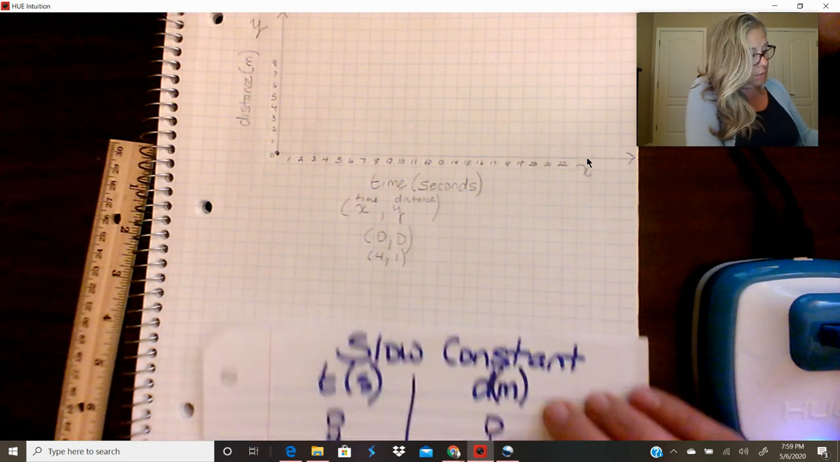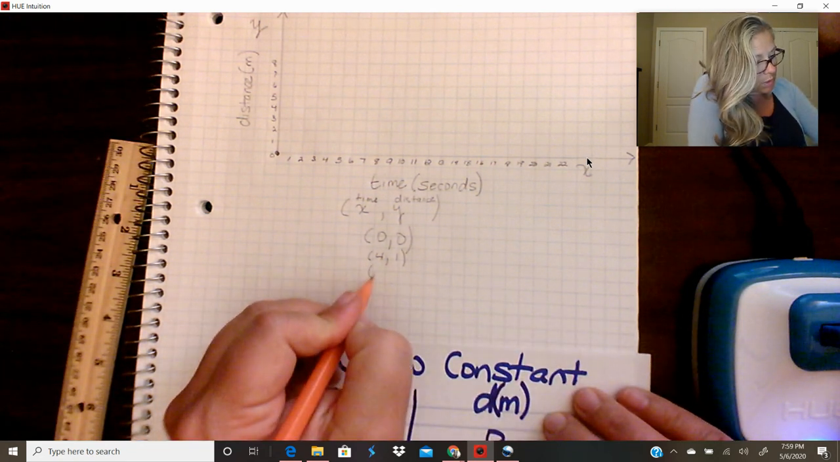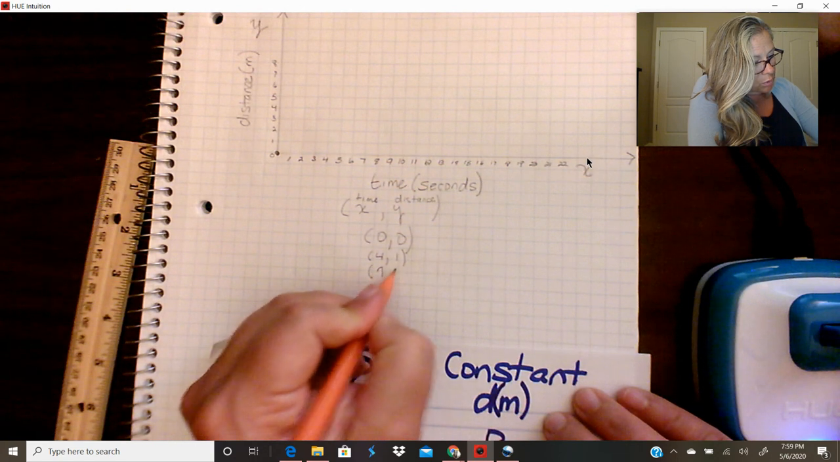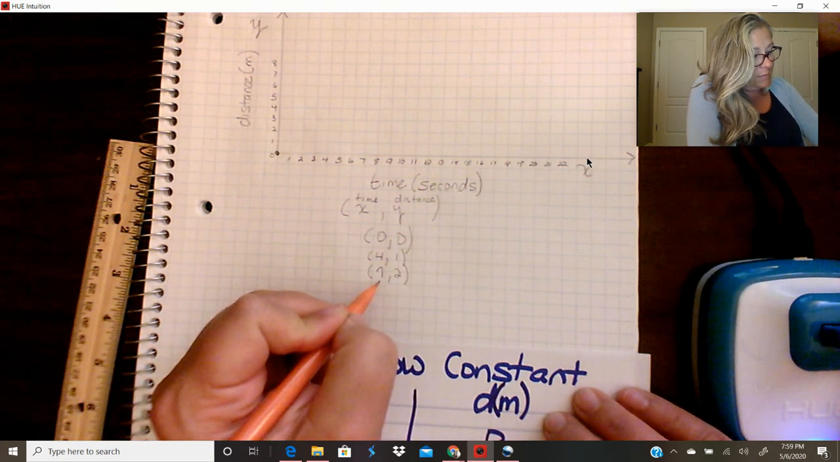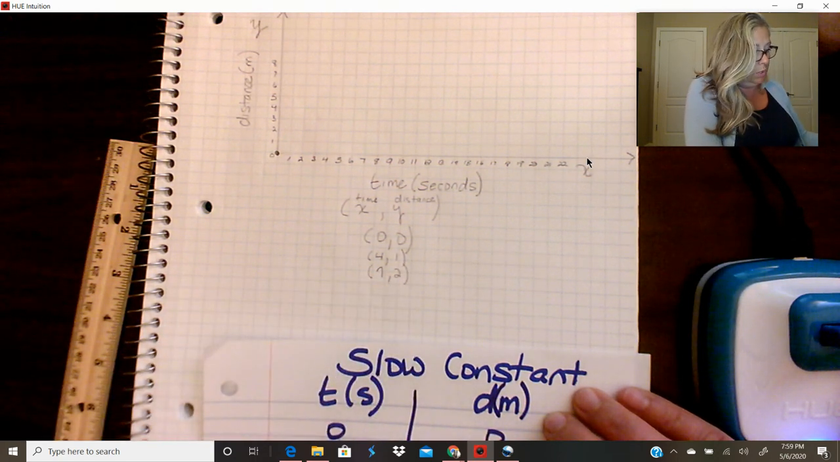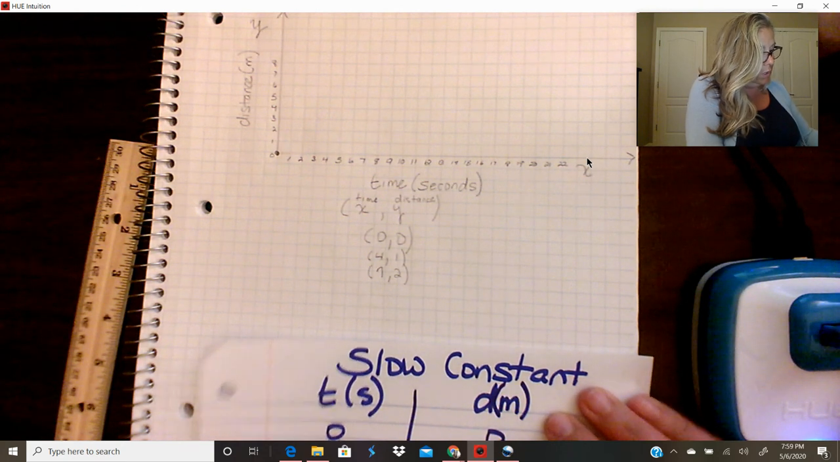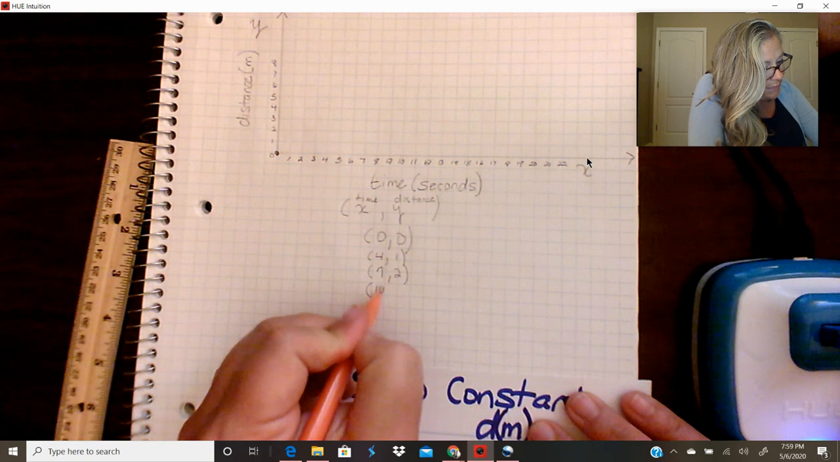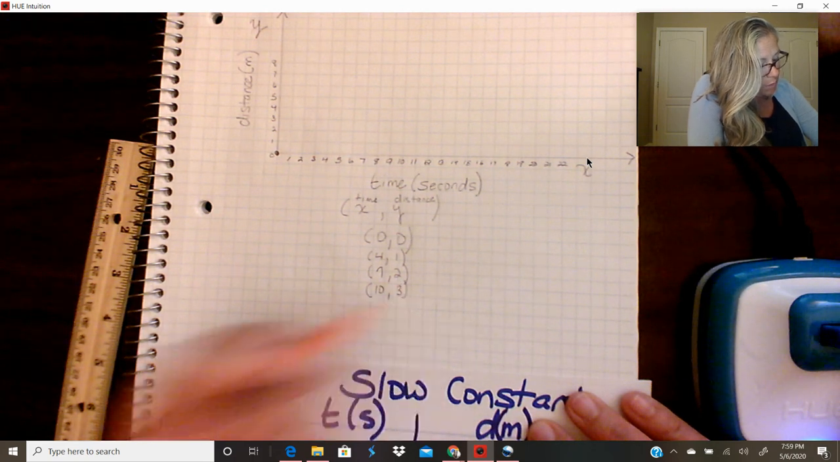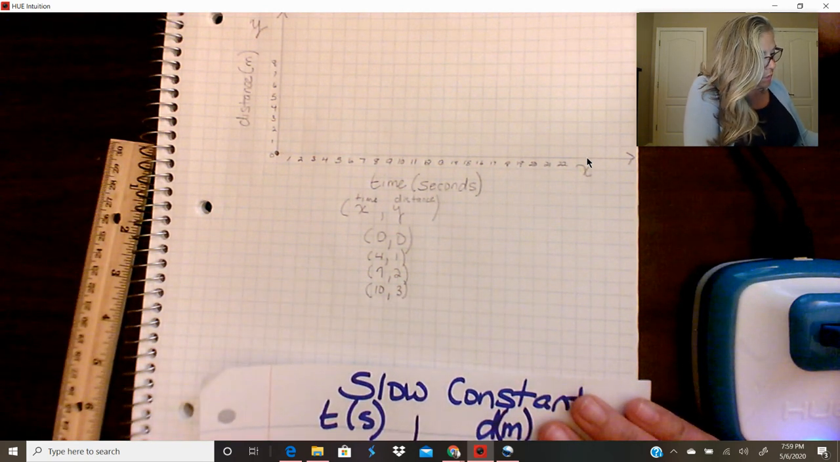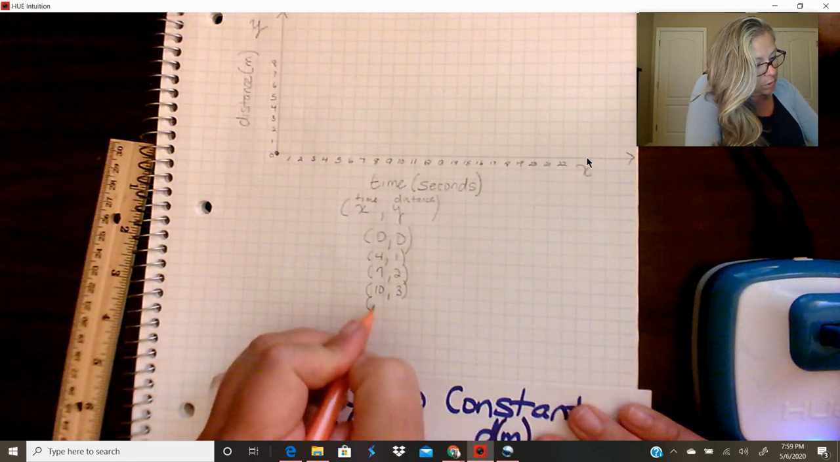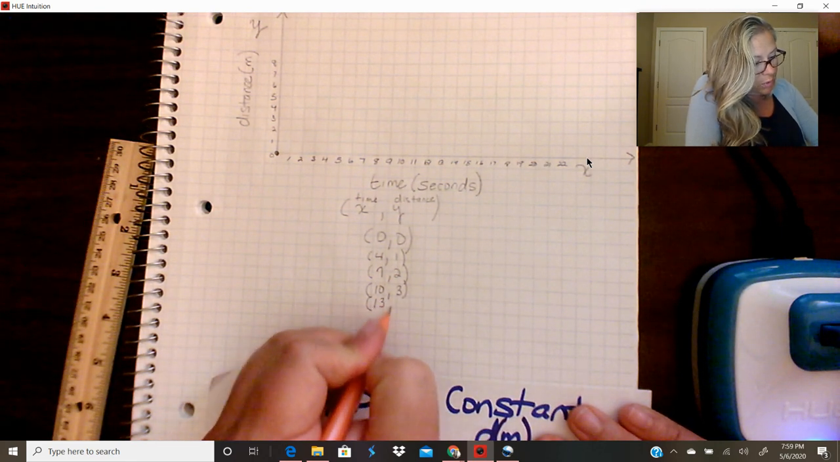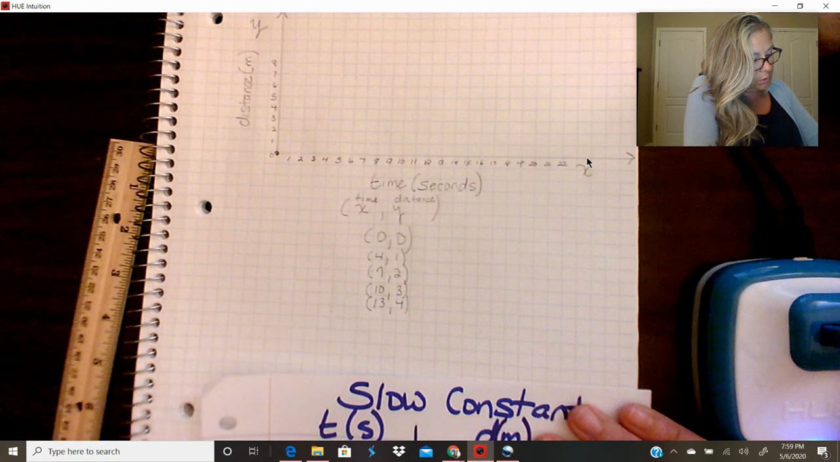That's pretty slow. All right, the next coordinate is 7, 2. At 7 seconds, he had only gone 2 meters. The next coordinate is 10, 3. At 10 seconds, he had gone 3 meters. And the next one is 13, 4. It took 13 seconds for Nick to go just 4 little meters.